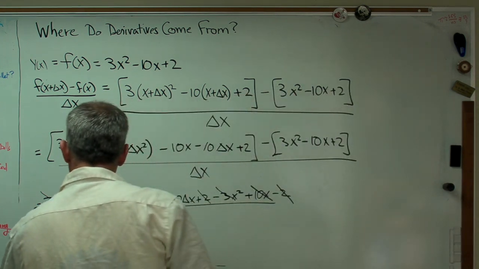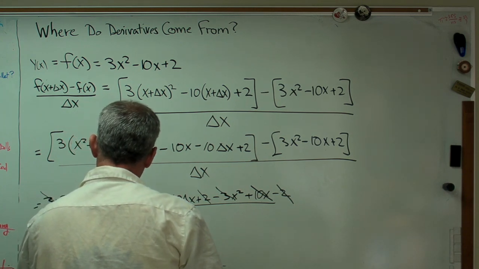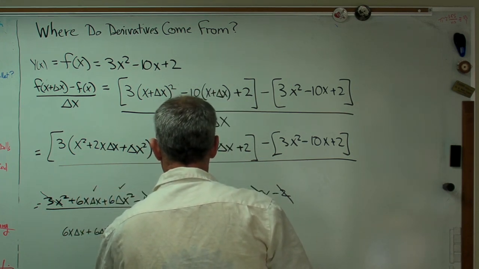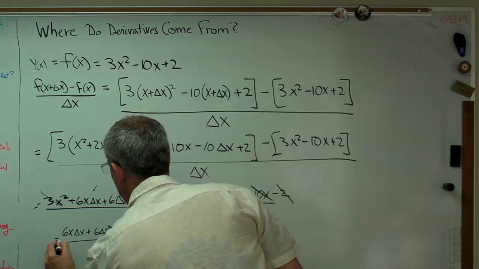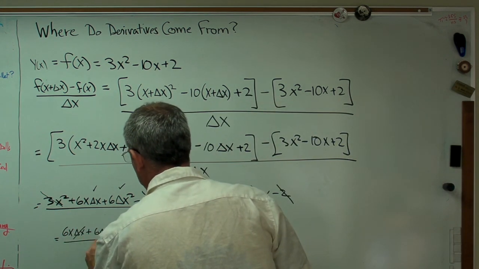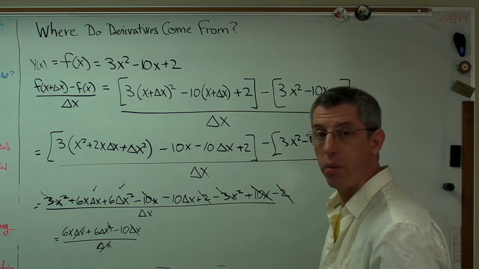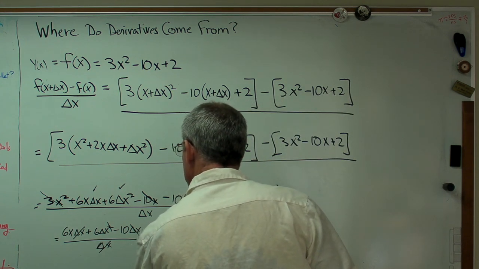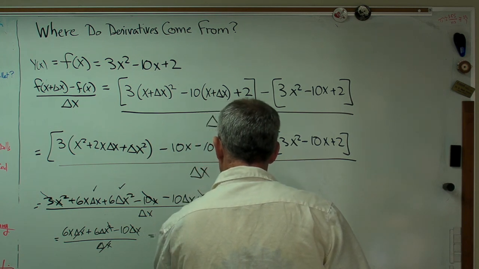So let's try this again. 6x delta x plus 3 delta x squared. So I got that term and that term, minus 10 delta x. Okay, well that's looking a whole lot better, isn't it? And I can also divide through by delta x. Remember, delta x is just a number. I don't know what it is yet, but it's just a number. So I can divide through by that if I like. And I got 6x plus 3 delta x minus 10.